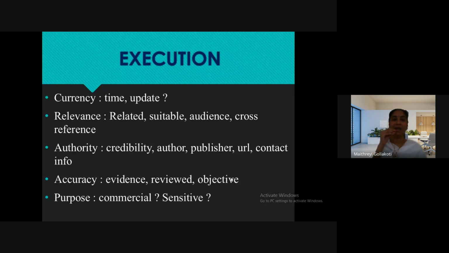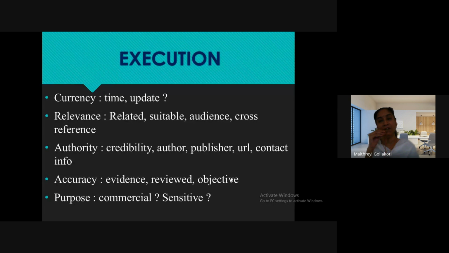And authority. As I told you, whenever you take anything in your research, be very careful about the author, publisher, URL, contact information, etc. All these things should be correct. You can't take just anything, just any writing and make it a part of your research. No, it can't be done like that. You should be very careful to see whether the author is credible.